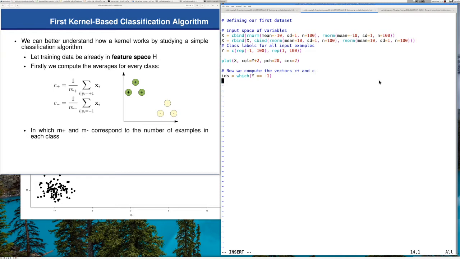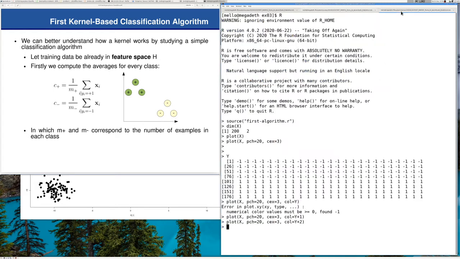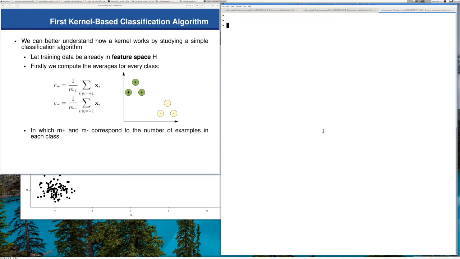Having those IDs, in this case, of course, the IDs will be from 1 to 100. As you might notice, from 1 to 100 we have the negative class, and from 101 to 200 we've got the second class. So from 1 to 100, the first class.